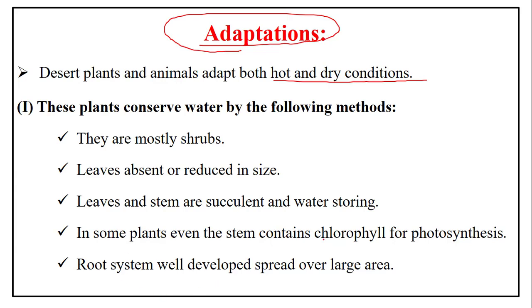The other one is, in some plants even the stem contains chlorophyll for photosynthesis, right? In some plants the stem contains a green pigment called chlorophyll. This chlorophyll is a very important part of the plant for photosynthesis, or for producing their own food. Root system well developed, the root will keep the water from evaporation over large areas.